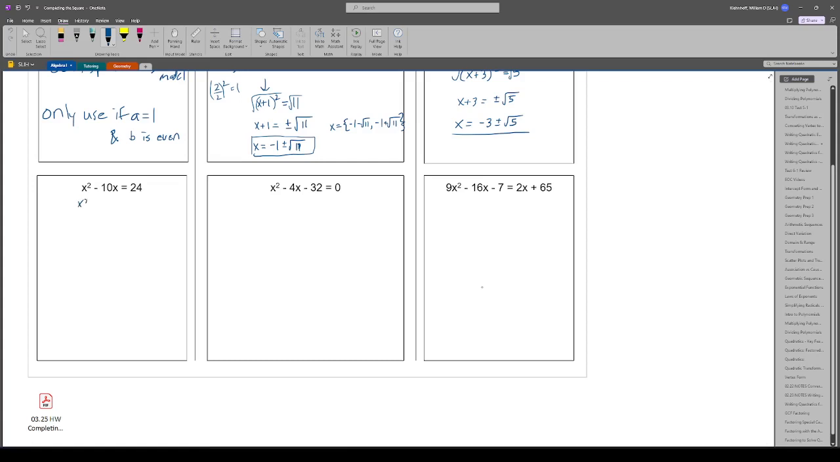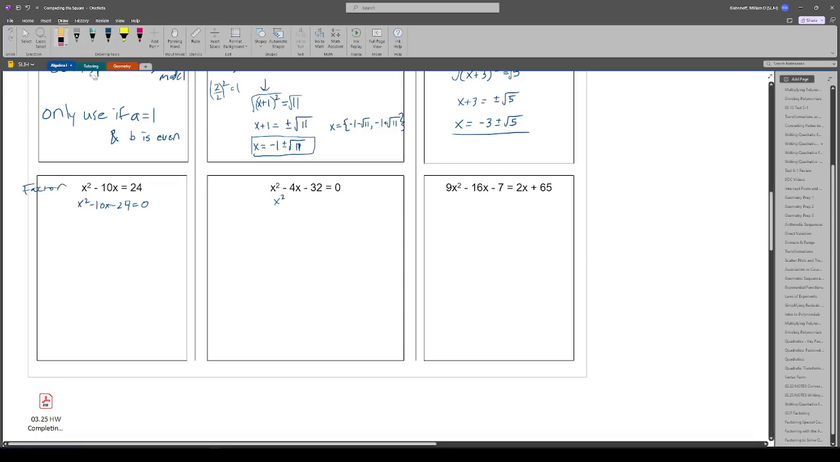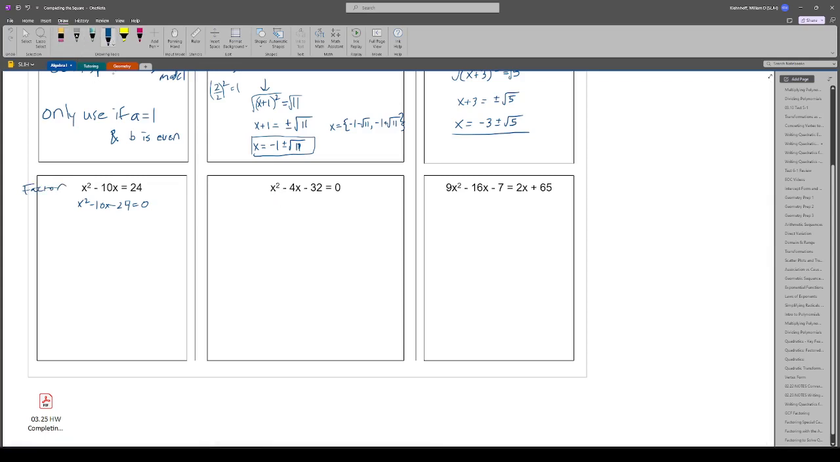So we have x squared minus 10x minus 24 equals 0. So negative 24, we need a positive and negative. So that could be negative 12 and positive 2. So this one does factor. This one, x squared minus 4x minus 32. So 32 could be a negative 8 and positive 4. So this one also does factor.